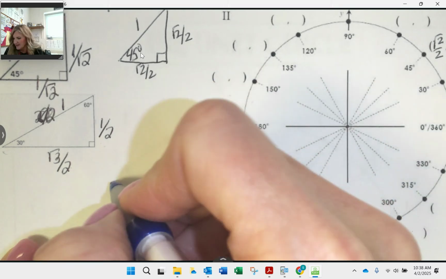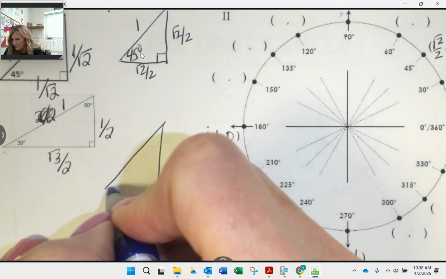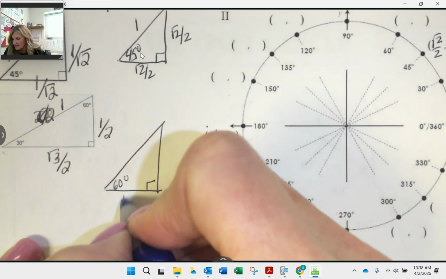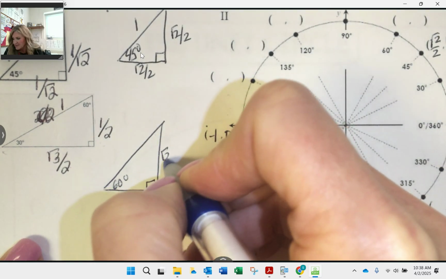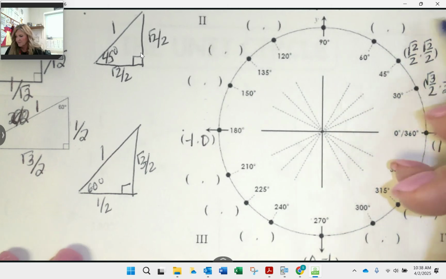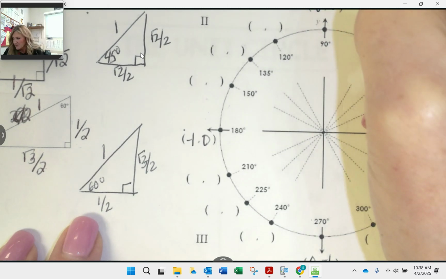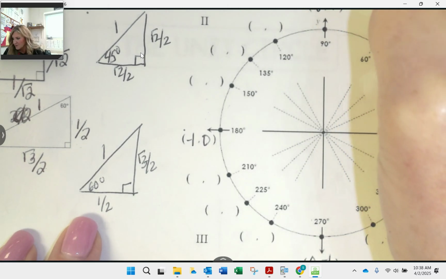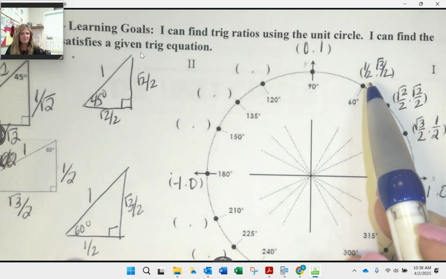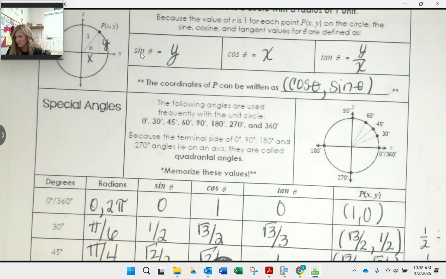Okay, 60 degrees. Well, I really kind of need my triangle to go this way for 60 degrees. And I know across from the 30 is the 1/2, across from the 60 is the radical 3 over 2, and this is the 1. So this is going to go 1/2, radical 3 over 2, right there. So that's going to be our point.